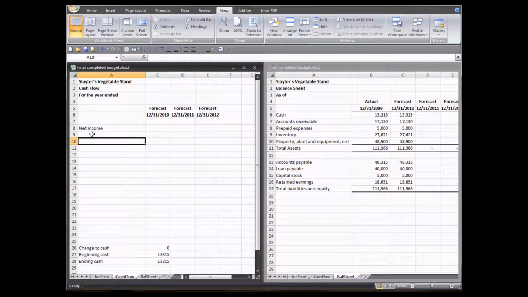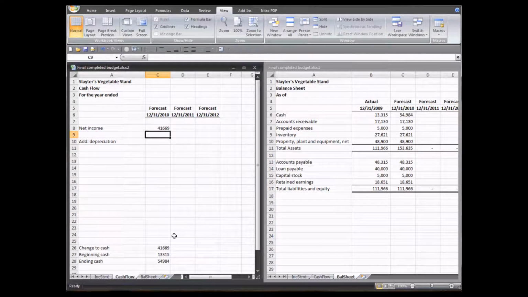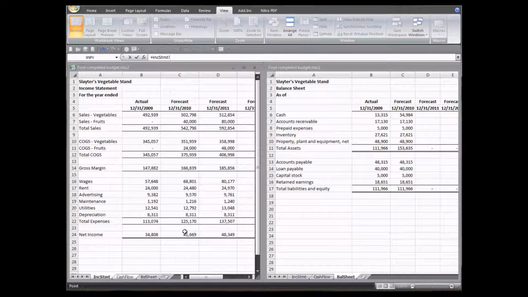Okay, on our cash flow, the next thing that we want to do is add to our net income our depreciation. So I'm going to add depreciation. Now we can start pulling some formulas in here. My net income is going to come from my income statement. Let's get the right one. And the depreciation is also going to come from my income statement.